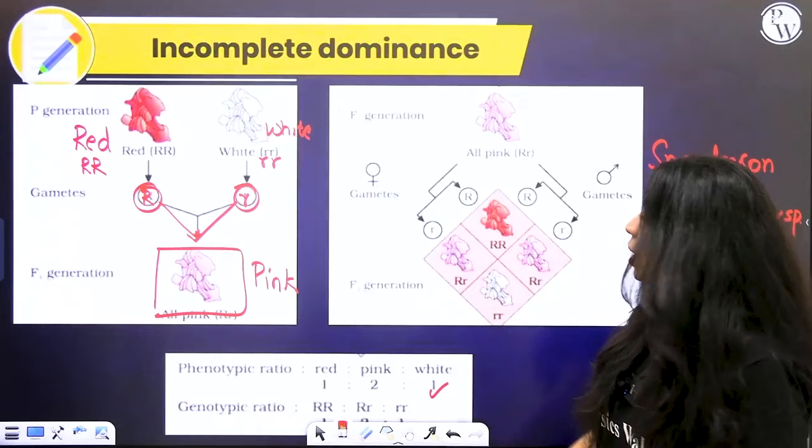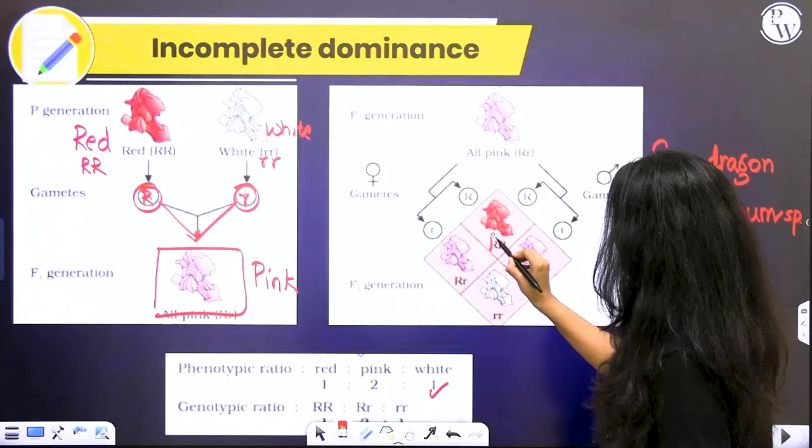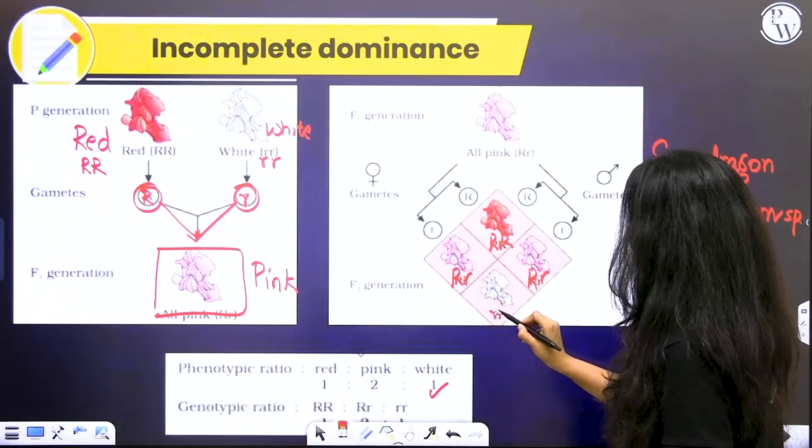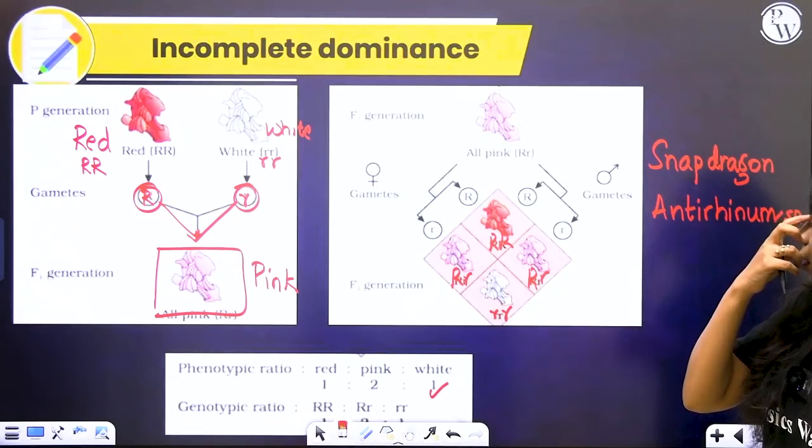Once these were self-pollinated, you see how there is one red, capital R. If it's heterozygous, it's going to be pink, capital R, small r, and small r, you have white. Alright, so this is called incomplete dominance.